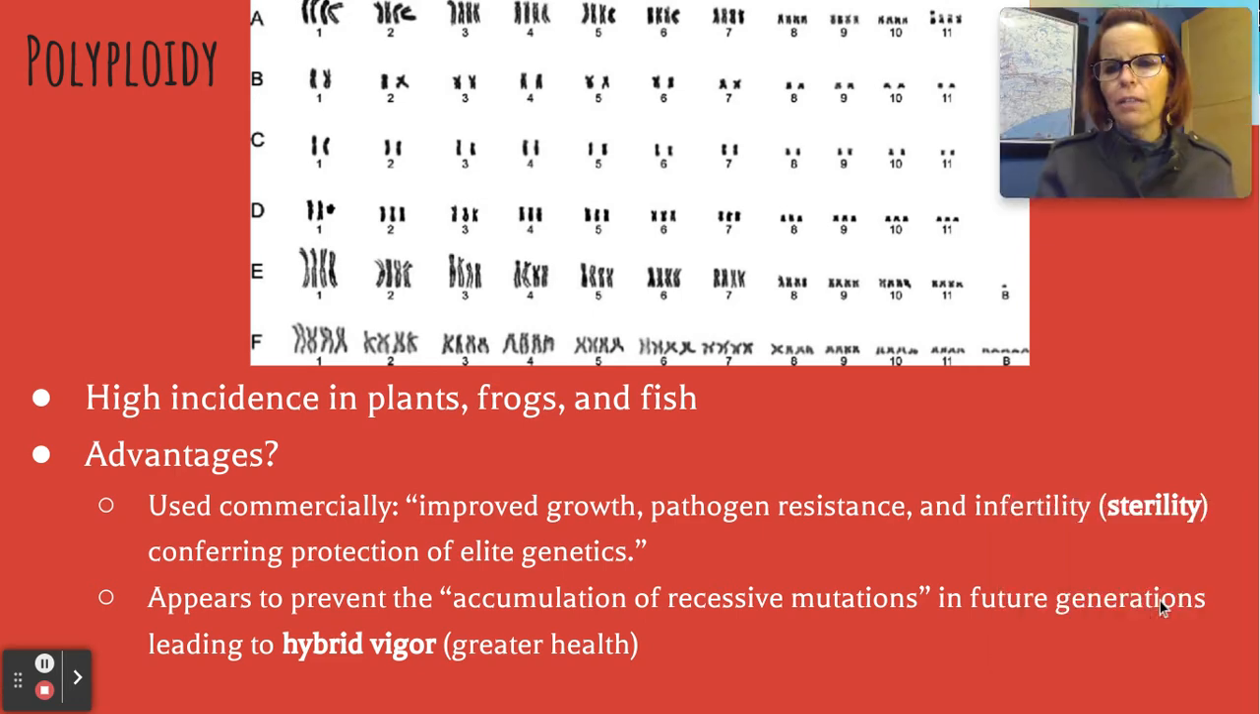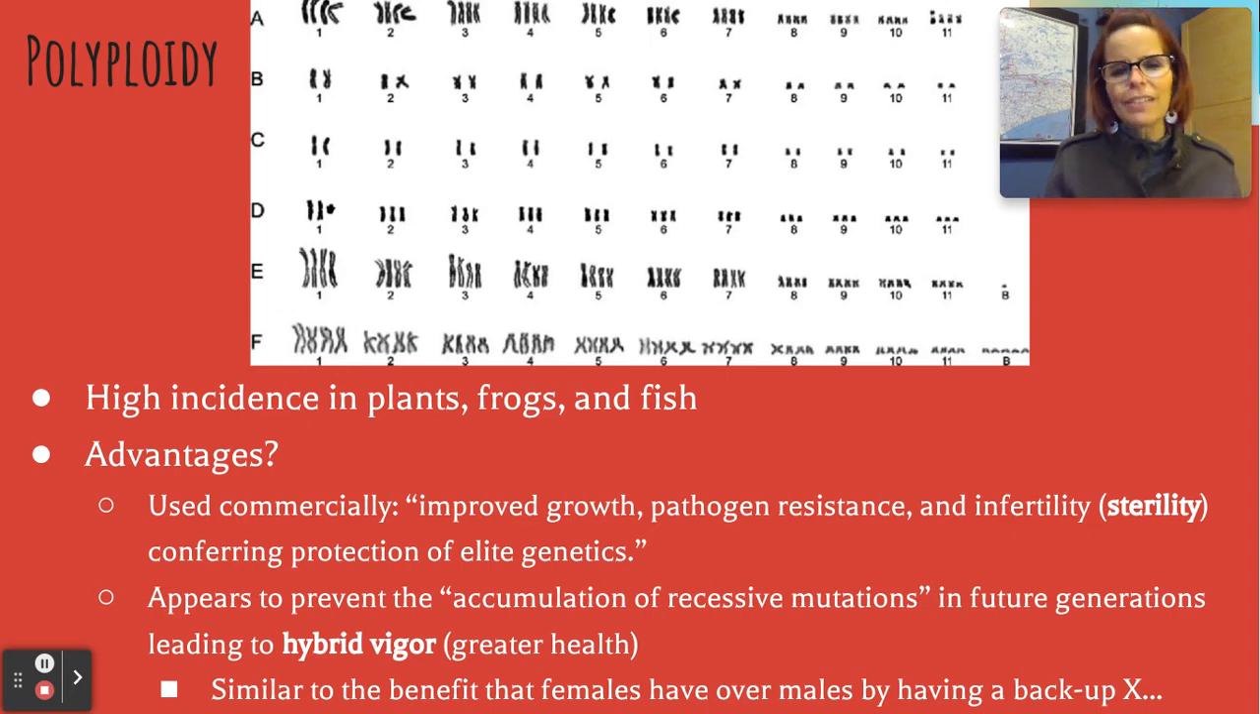Fascinatingly, polyploidy in species that can tolerate it, humans can't, but in species that can, it appears to prevent the accumulation of recessive mutations in future generations, leading to hybrid vigor. What that means is that the organisms that are polyploid are healthier and stronger and better able to handle, and they're less impacted by mutations. See if you can follow that.